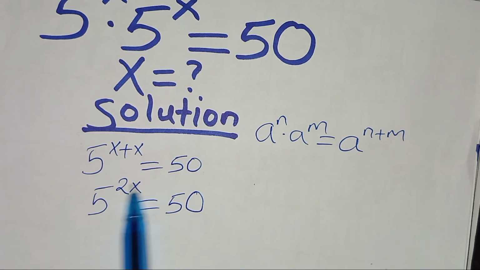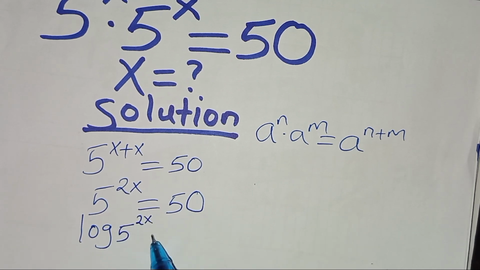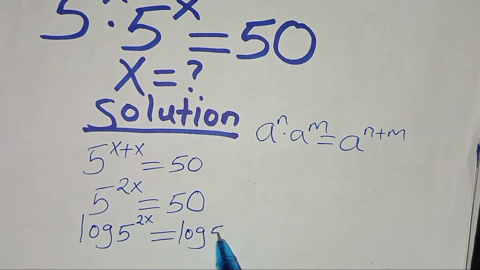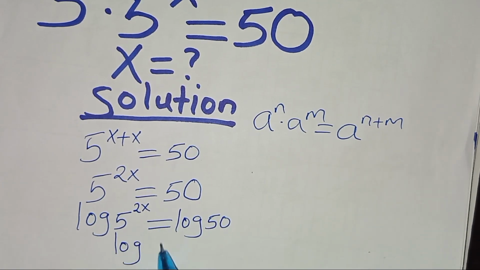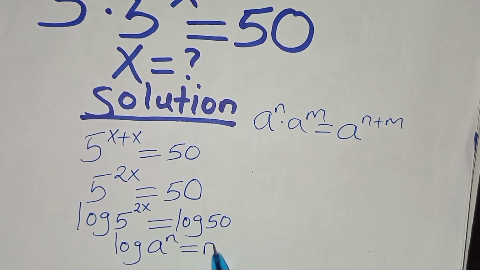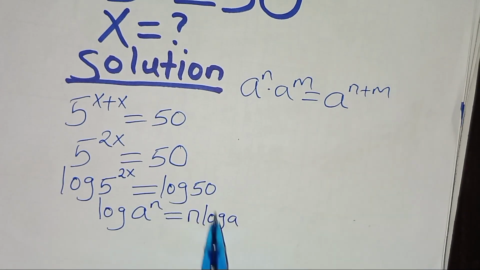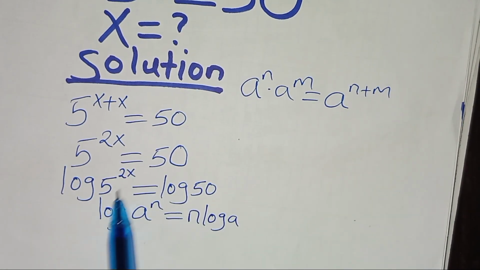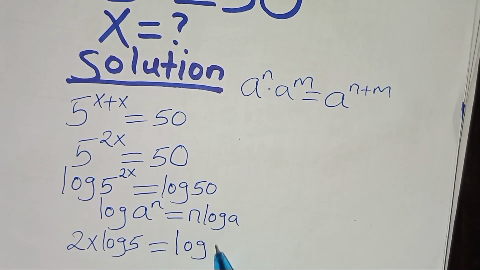So now, to solve for the value of x, let's introduce the natural logarithm on both sides. So this is log 5 to the power 2x equal to log 50. From here, log 5 to the power 2x is in the form of log a to the power n, which you can express as n log a. Now applying this power rule property of logarithm, log 5 to the power 2x becomes 2x log 5. This is equal to log 50.